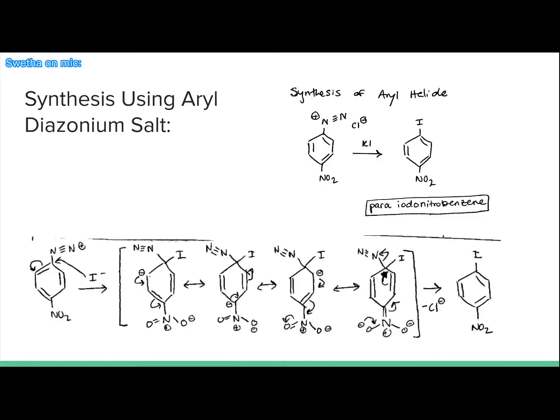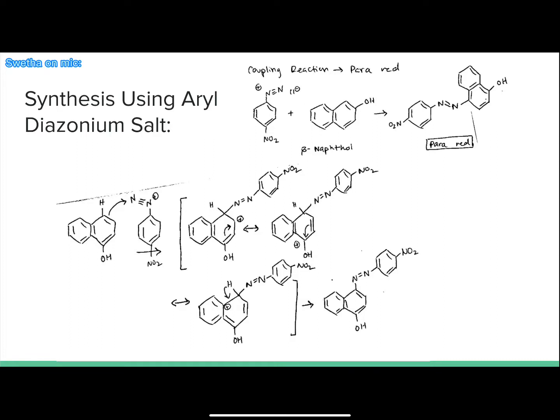Aryl diazonium salt can be used to prepare para-iodonitrobenzene in the presence of potassium iodide. This reaction is a nucleophilic aromatic substitution. The iodide ion is the nucleophile, the aromatic ring is the electrophile, and the N2 is the leaving group. The intermediate is resonance stabilized, and the product is an aryl halide.